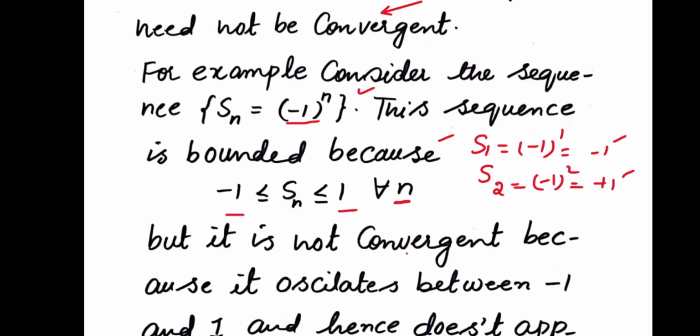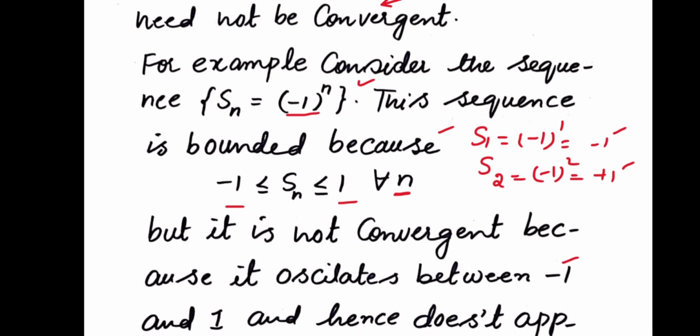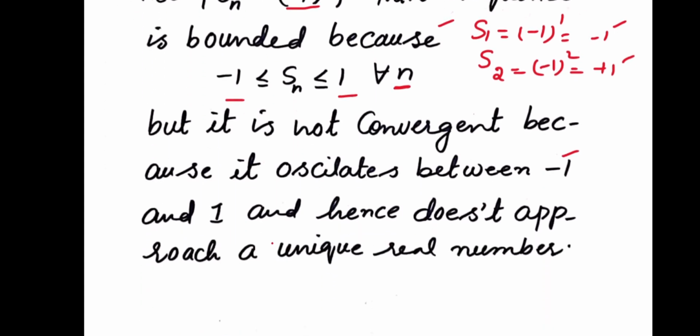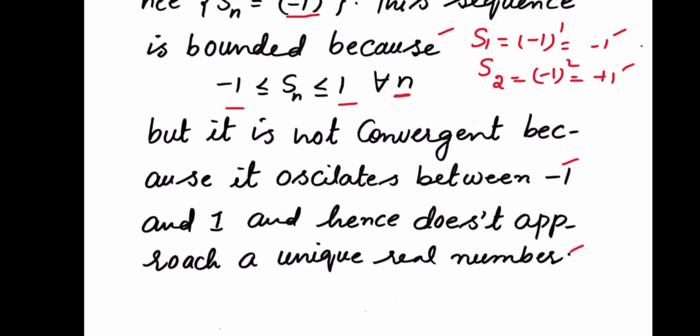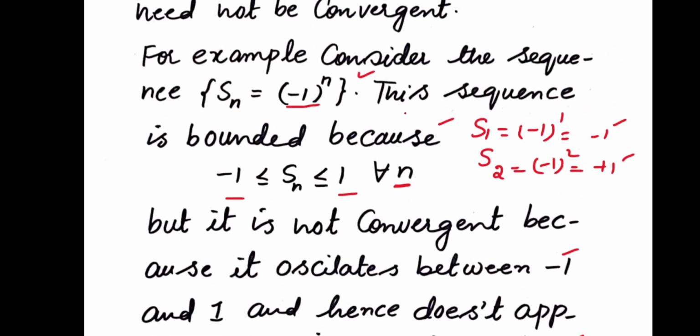But it is not convergent because it oscillates between minus 1 and plus 1 and hence does not approach a unique real number. That's why this is not a convergent sequence, because all of its terms are either minus 1 or plus 1. So this shows that the sequence was bounded, but it is not convergent. It is bounded above by 1 and bounded below by minus 1.